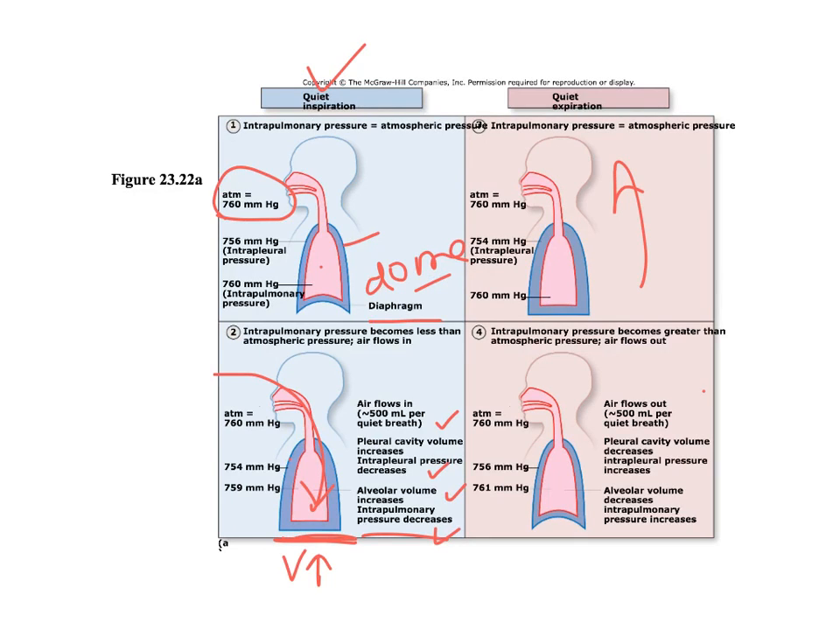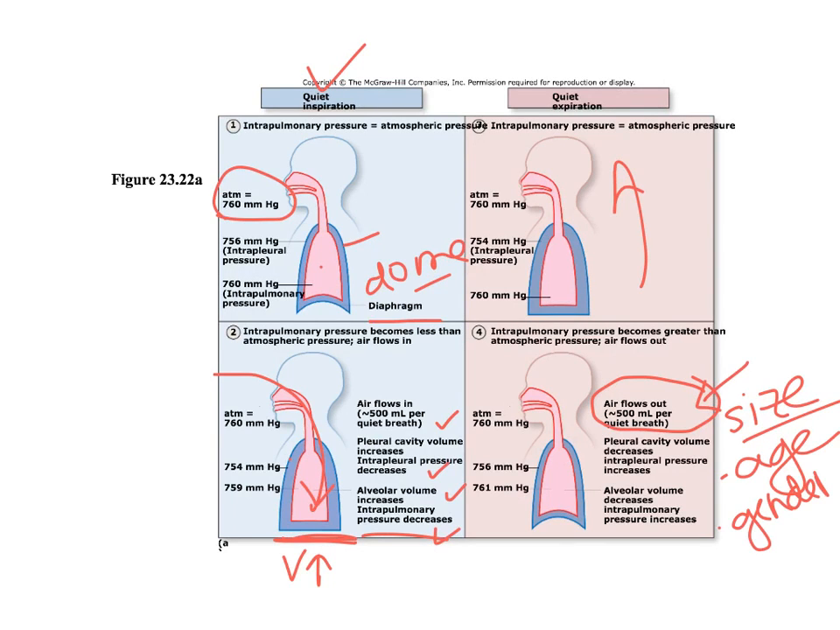In a normal quiet breath, we have about 500 milliliters of air come in and out. Now, this volume depends on how big you are, your size, your age, and your gender, whether you're male or female.